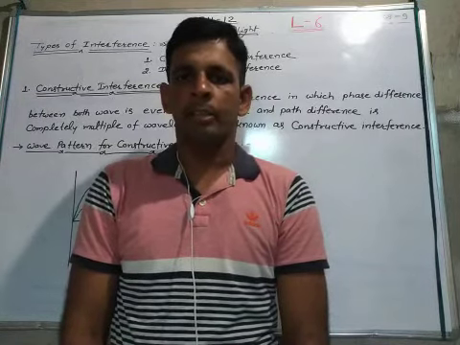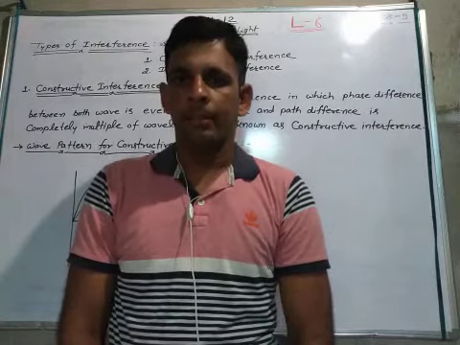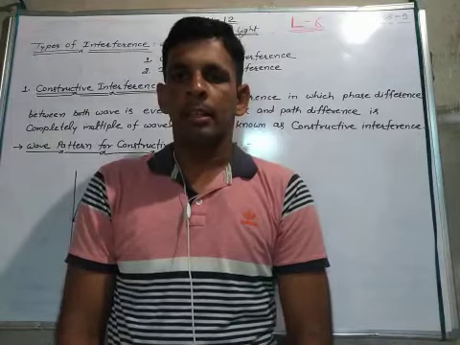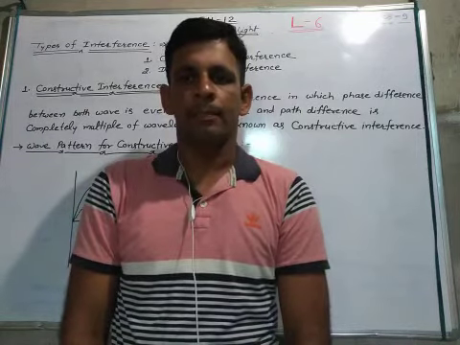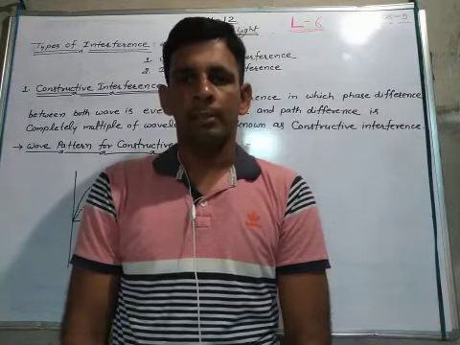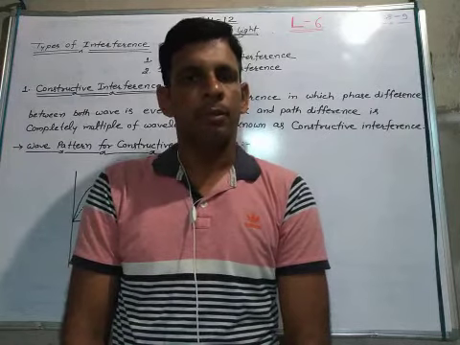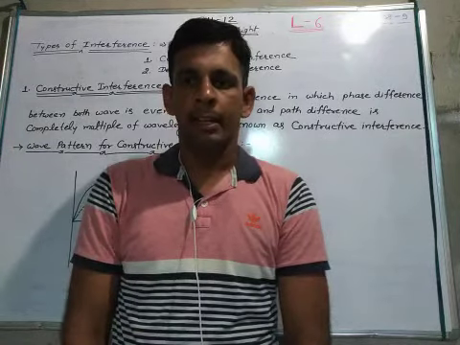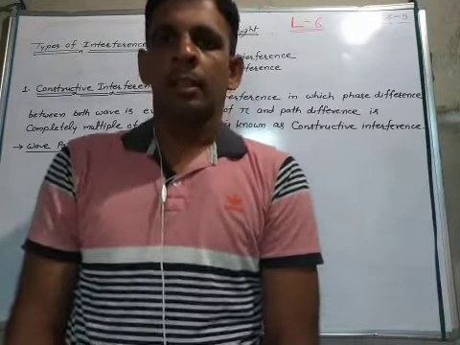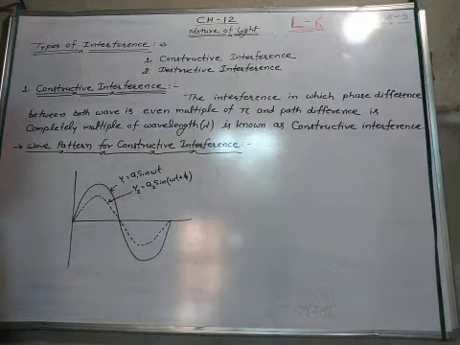When we make the definition of it, the interference in which the phase difference is an even multiple of pi and the path difference is an integral multiple of the wavelength is called constructive interference. The definition is shown on the screen.